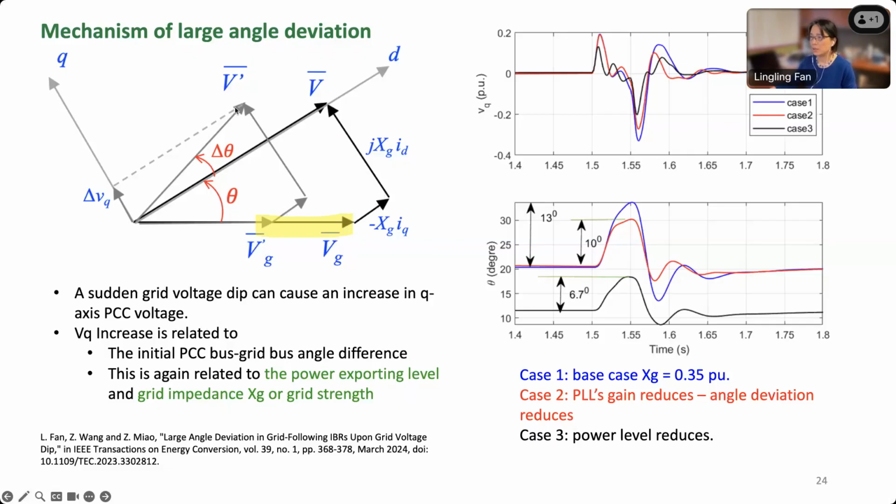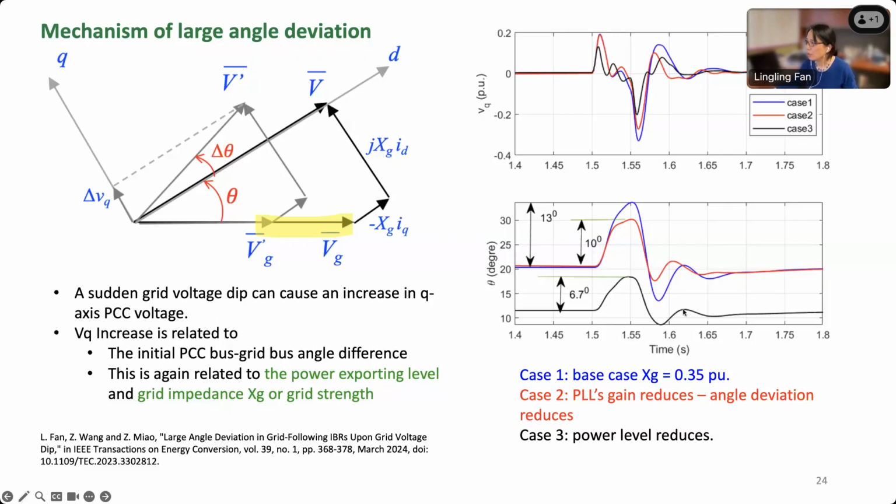Then your PCC bus voltage, inverter bus basically has a very quick jump, delta Q, very significant. So that explains the sense. This is again related to the power exporting level and the grid strength. If the grid is strong, or if the power exporting level is lower, then your original theta is not that large, and you cannot see that.